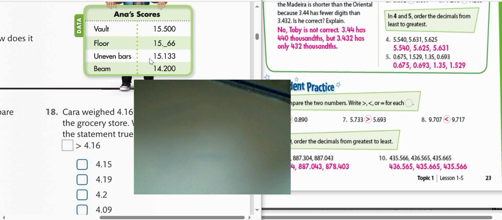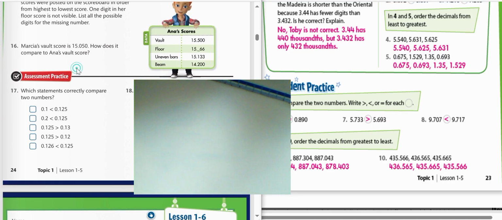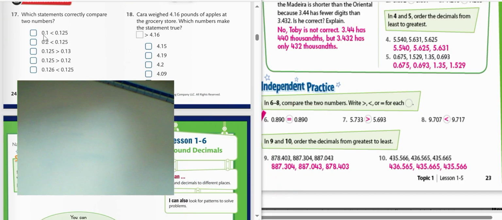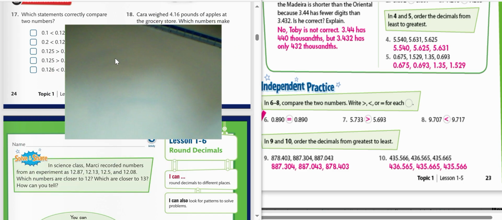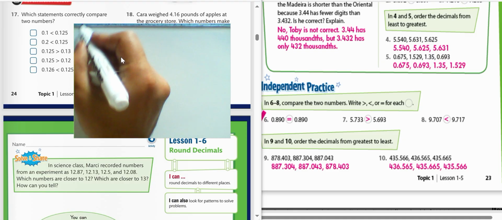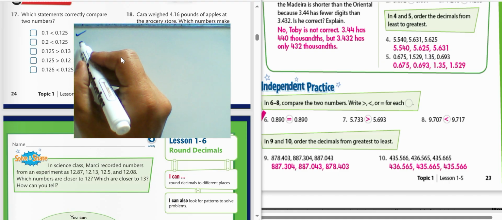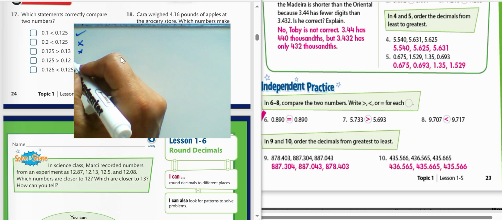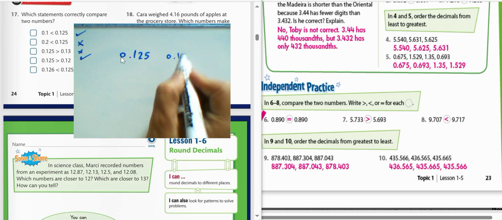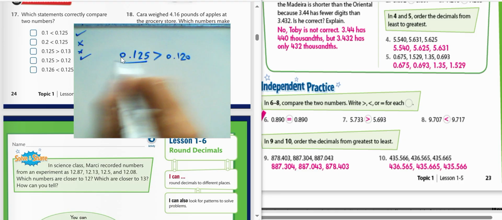Next question. Which is correct? Compare. We have 0.1 less than this number. Yes, the first is correct. The first number here is correct. And 0.2 less than 0.1? No. 0.125 greater than 0.12? Yes, this number 0.125 and 0.12. We can put 0 here. This number will be greater than.